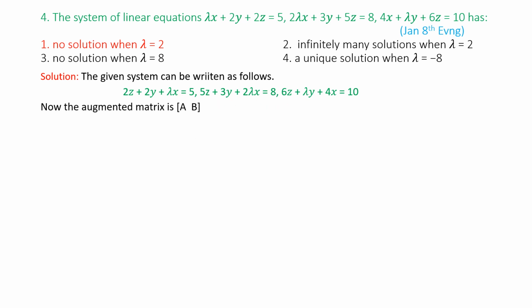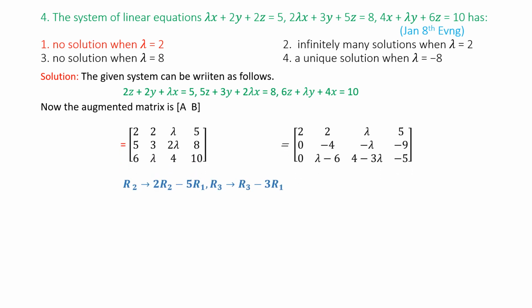Now the augmented matrix of the given system is AB equals to the coefficients of z, y, x of the given system: 2 2 lambda, 5 3 2 lambda, 6 lambda and 4 will be written in the coefficient matrix, and also write the constants 5 8 10 separately in a column. So this matrix is called the augmented matrix.